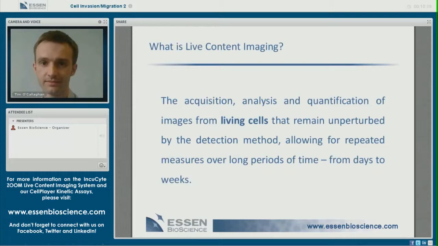Live content imaging is defined as the acquisition, analysis, and quantification of images from living cells. These are cells that have not been fixed and stained, that remain unperturbed by the detection method, whether that's the imaging process itself or the use of reagents used to identify phenotypic changes, that allow for repeated measures over longer periods of time, from days to weeks as opposed to minutes to seconds.